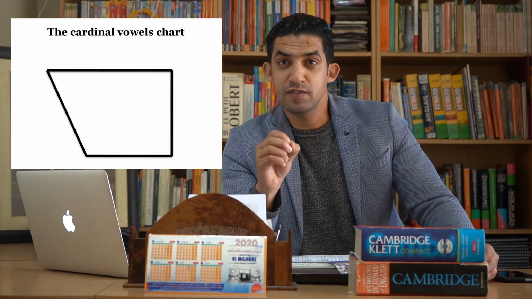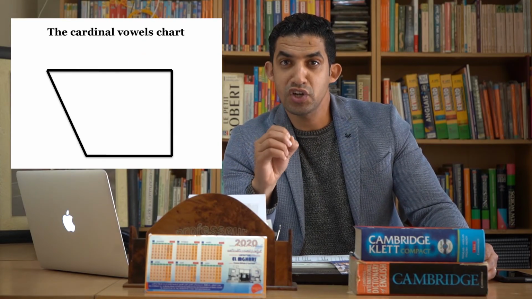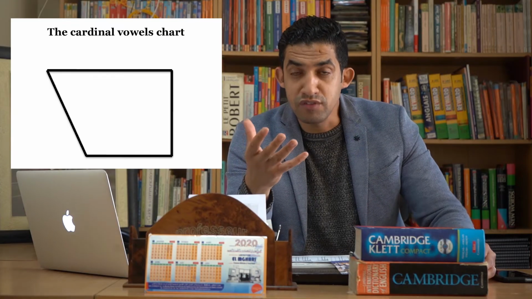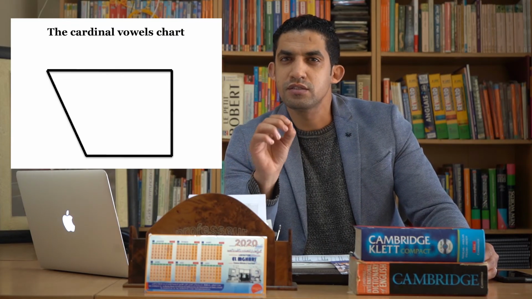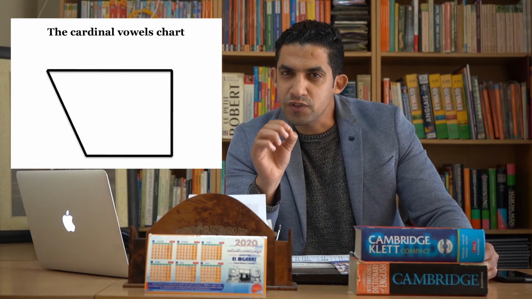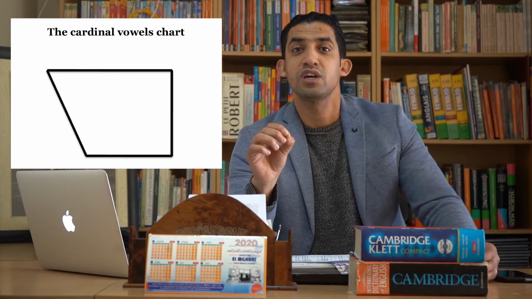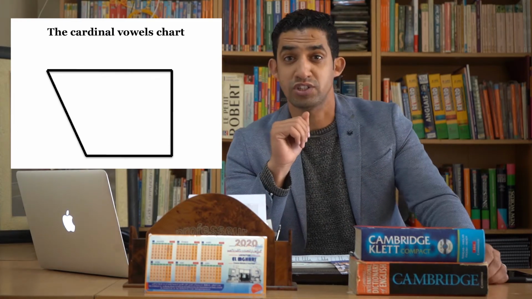There are 3 parameters: the tongue height parameter, the tongue position parameter, and the roundedness of the lips parameter. These are the 3 basic parameters we're going to use in order to describe vowels. Since the Cardinal Vowel Chart is a representation of the position of the tongue within the vocal tract while producing vowels, to easily describe the distinctive features of vowels, you must understand the distribution of vowel sounds within this Cardinal Vowel Chart.